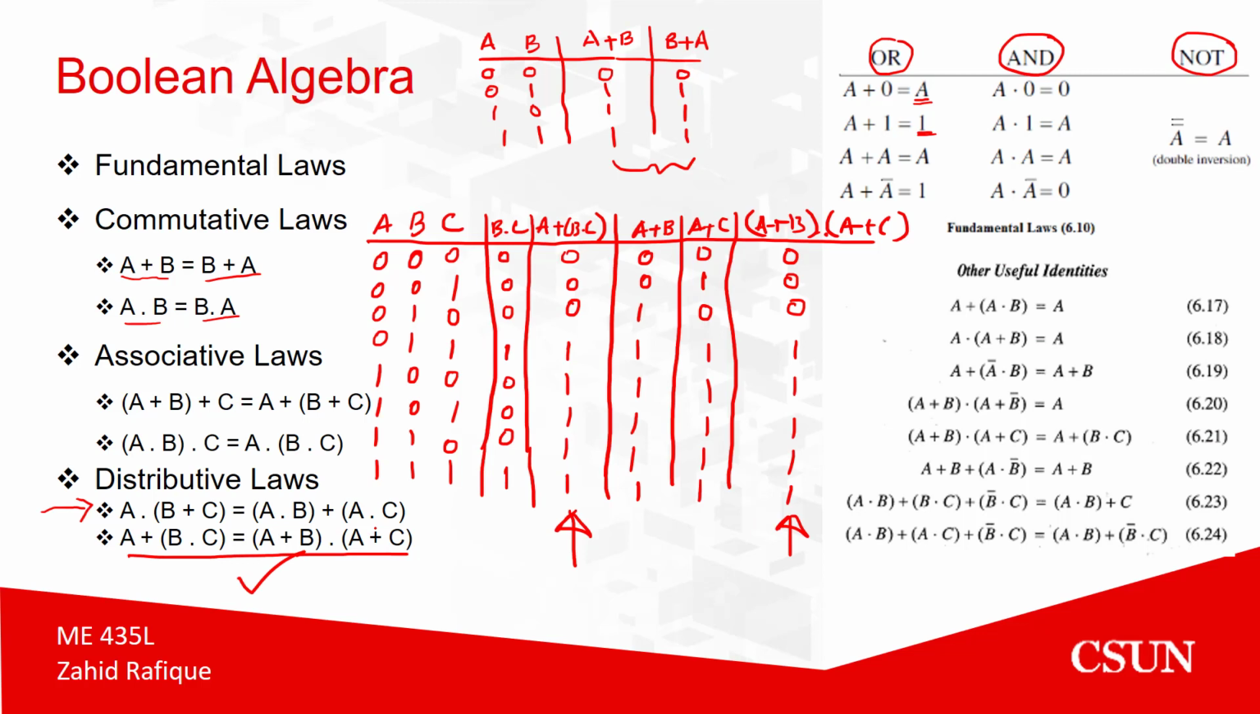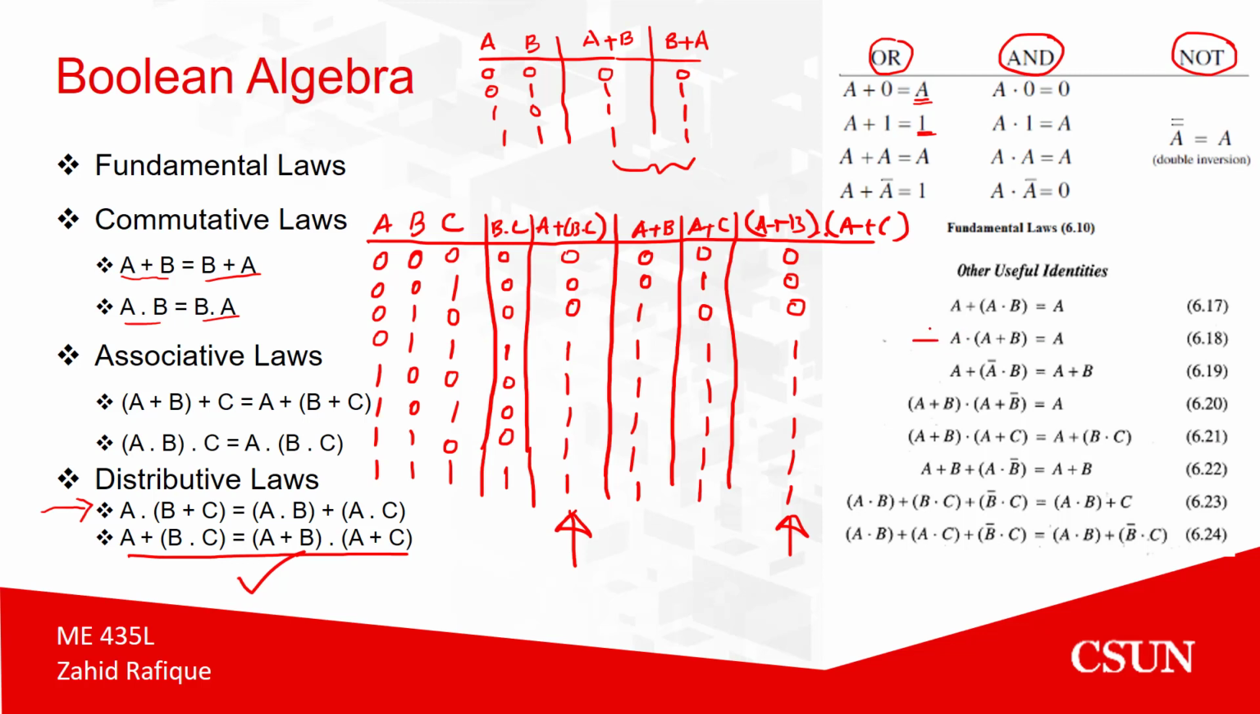Now there are quite a few other useful identities as well, which are listed in the book, and I have copied them over here. A AND B is equal to A. A AND (A OR B) is equal to A as well. We can prove these identities either using a truth table or using the fundamental laws.